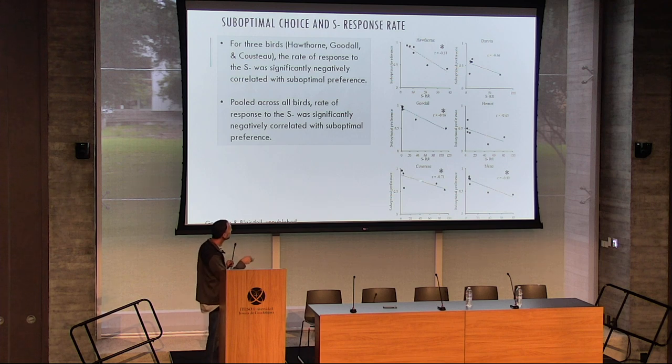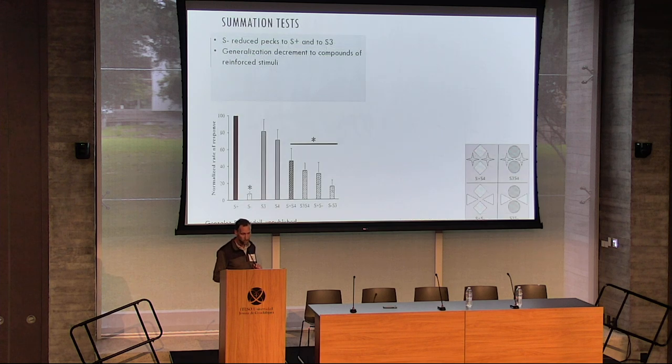For three of these birds, there developed very strong negative correlations, so that the less they pecked at S minus in a session, the stronger they showed a suboptimal preference on that session. So they correlated very nicely. Two of the birds were not significant, but there was a trend towards that correlation. And overall, across all the birds, it was a significant negative correlation.